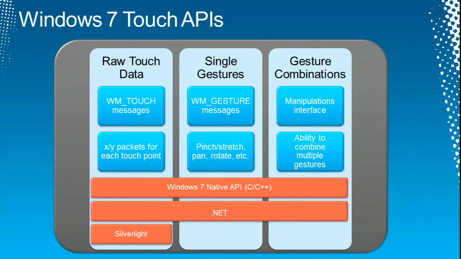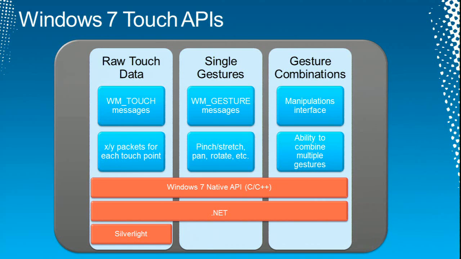This is a graphic of the touch APIs and the different levels that are supported. You've got the raw touch information, which is basically when you touch the screen with one or multiple fingers, you get the touch information, the coordinates and what's happening with all those individual touch points. You can see that basically all the development environments allow that level.